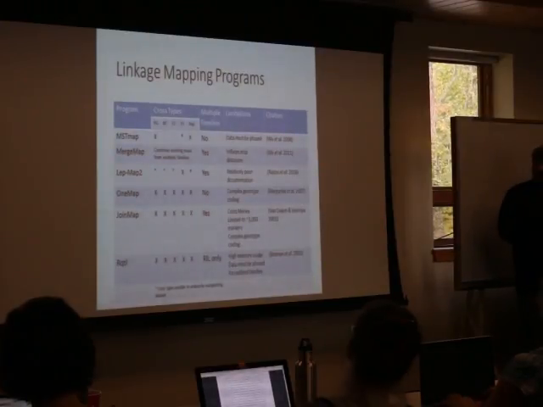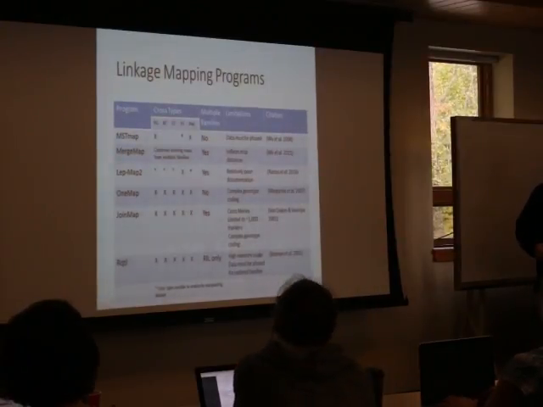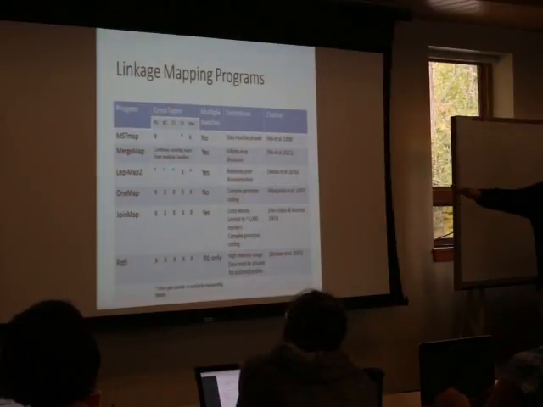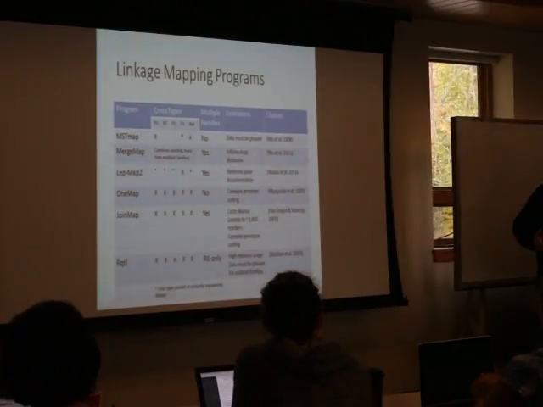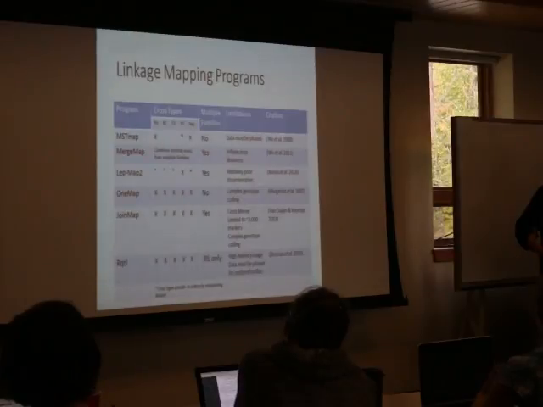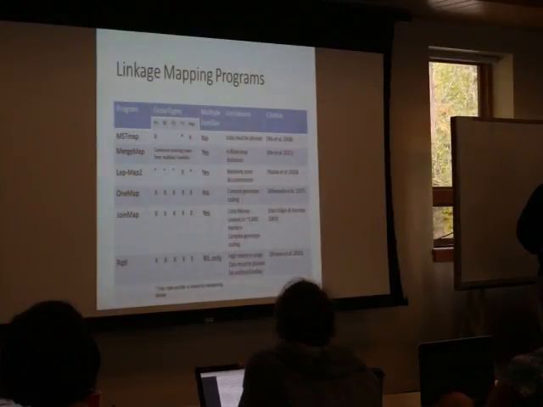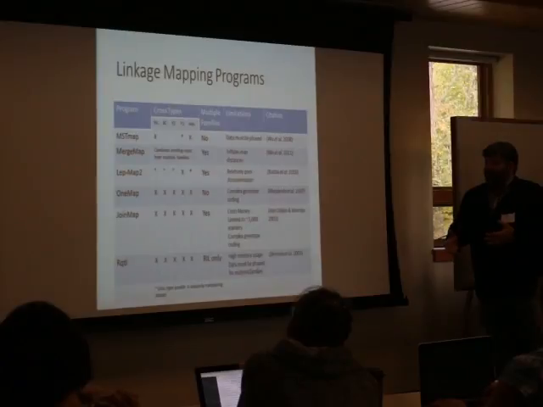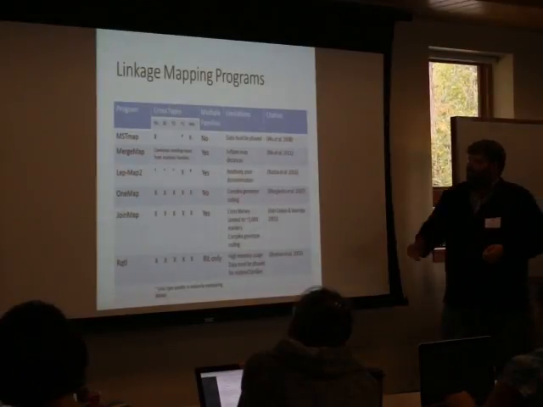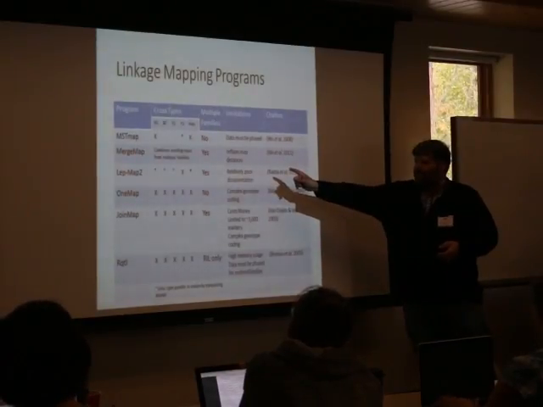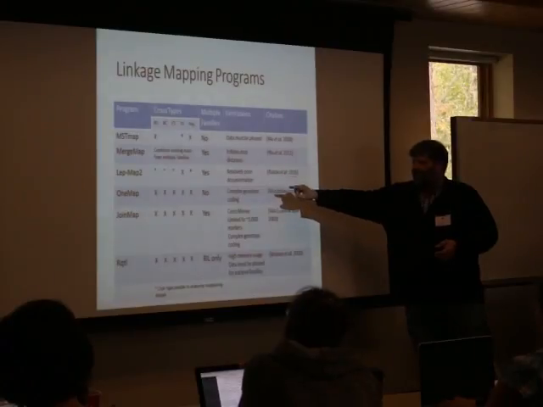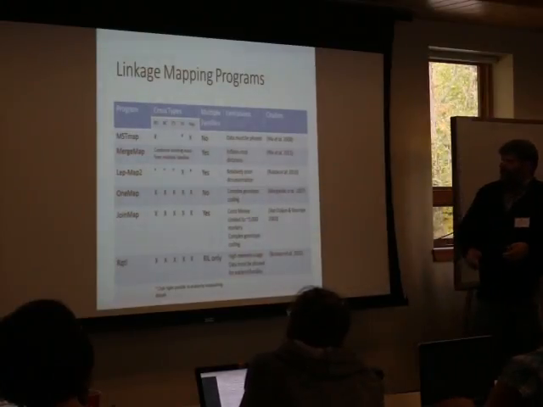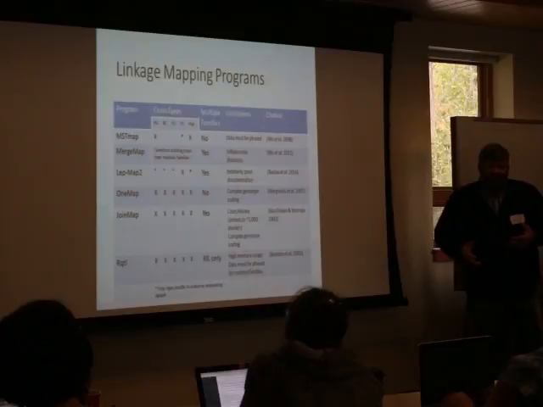There are a lot of programs that you can use for linkage mapping. I've listed some of the programs that people still use these days. Some of the older programs that people used to use just can't handle the number of markers that are available now, or they can't handle family sizes. The programs that I've used are MSTmap and MergeMap, and then LepMap, and I've played around a little bit with OneMap. They each have different advantages.